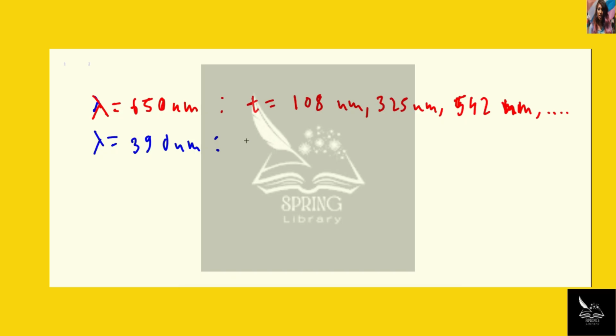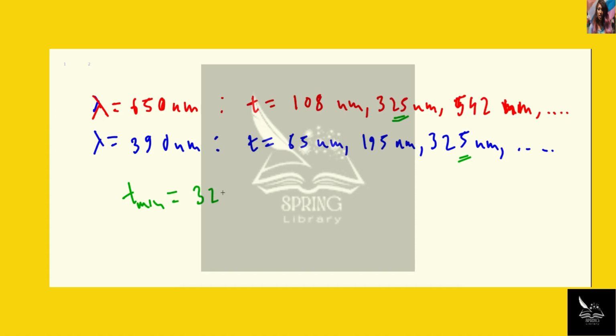of the visible spectrum. So for m equals 0 here, you have 65 nanometers. For m equals 1, you have 195 nanometers. For m equals 2, you have 325 nanometers. But we already see that there's an answer here. The common thickness, that is the smallest common thickness, as we just found, is 325 nanometers. And so the answer, therefore, the minimum thickness has to be 325 nanometers.